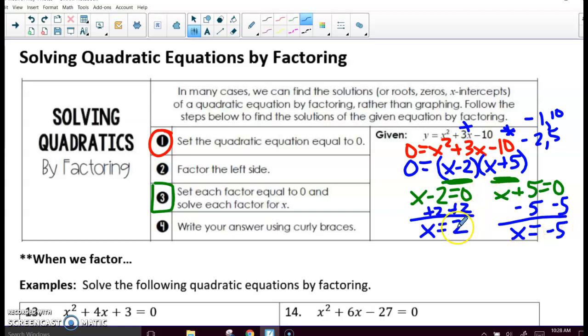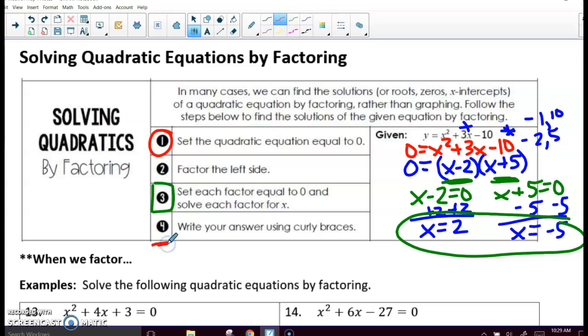What that means is, if I put 2 into my original equation, if I take 2 squared plus 3 times 2, subtract 10, I would get 0. The same applies if I substitute in negative 5. Negative 5 squared plus 3 times negative 5, subtract 10, would also give me 0. I'm okay with leaving answers like this.